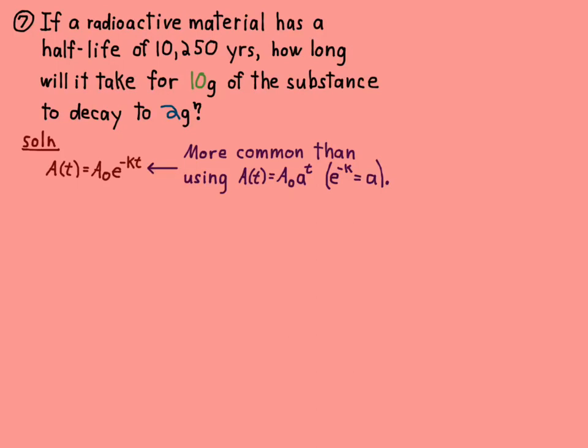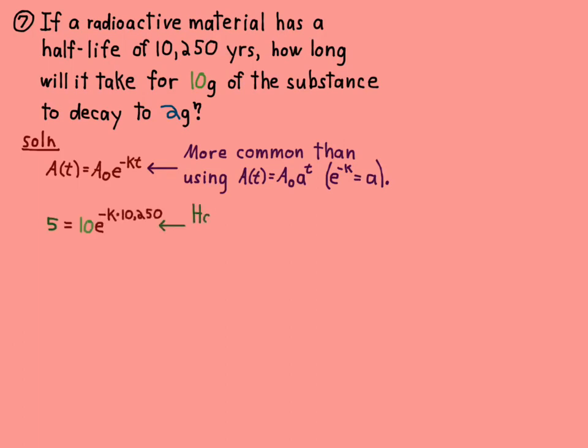And this is a different way of doing it rather than writing just b to the t. Here, your constant of decay is the k. And this is more common than using the A sub naught a to the t, because you can apply calculus to this to find the rates of change really easily.